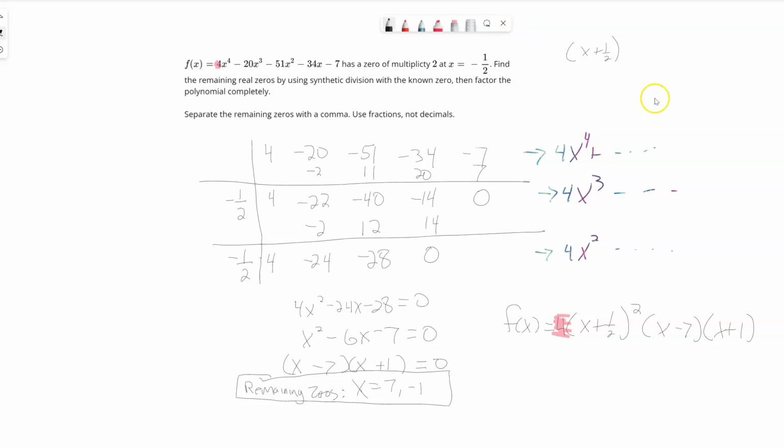And now our f of x function is in fact equivalent to the original. This is the correct factored form. All right, I hope this makes sense.